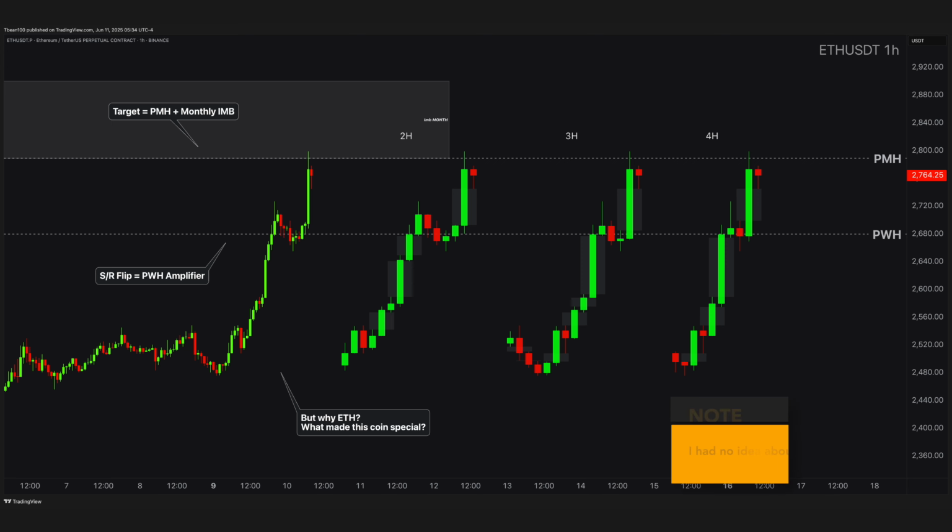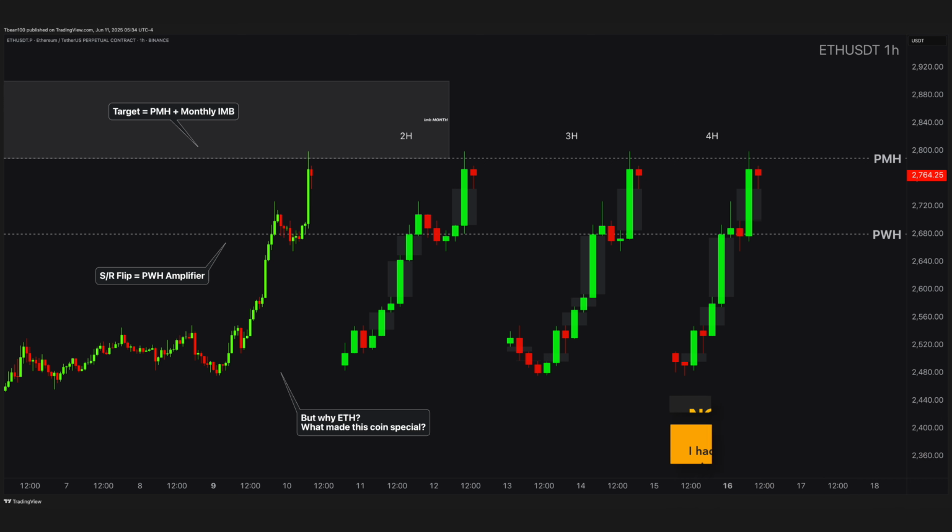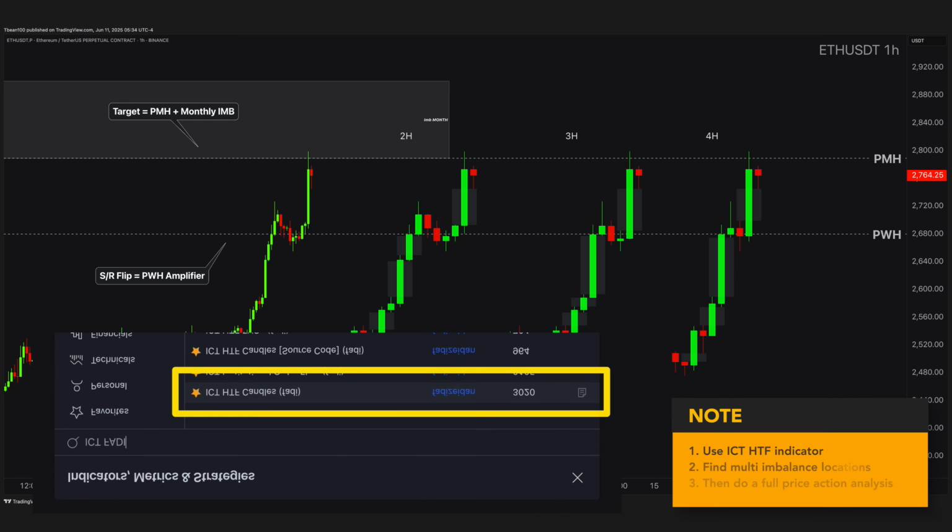I had no idea about all the price action I just explained to you. Then you ask, why this coin? Yes, the trick is the momentum layout with multi-level imbalances. Basically, I just used the ICT high time frame candles indicator to find this coin. This indicator lets me find tradable assets quickly. After that, I am doing all the analysis.